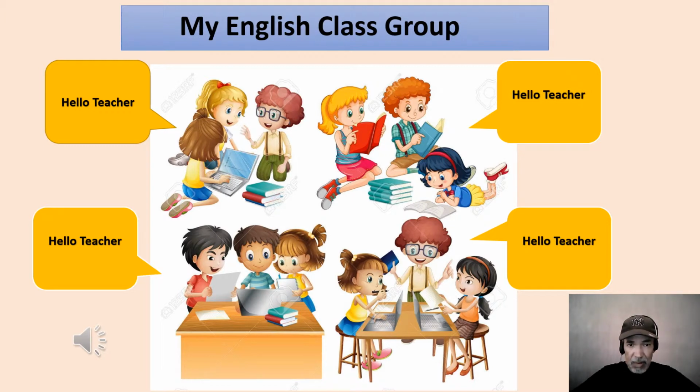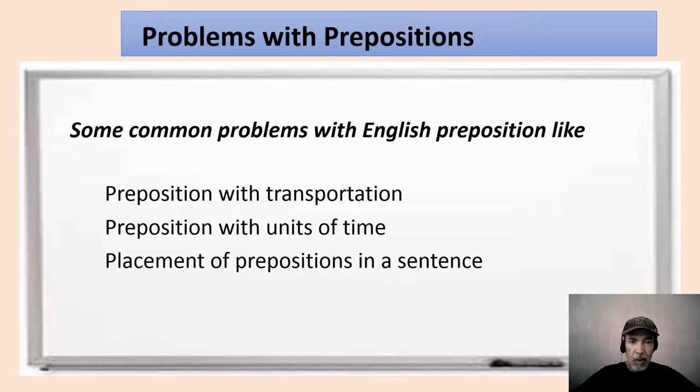This is the confusing word forms. Let's start. We see the problem with prepositions. We have some common problems with English prepositions, like prepositions with transportation, prepositions with units of time, placement of prepositions in a sentence.